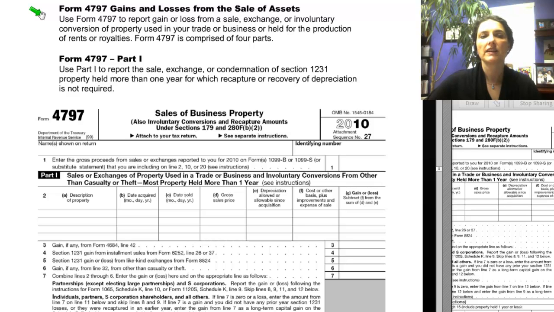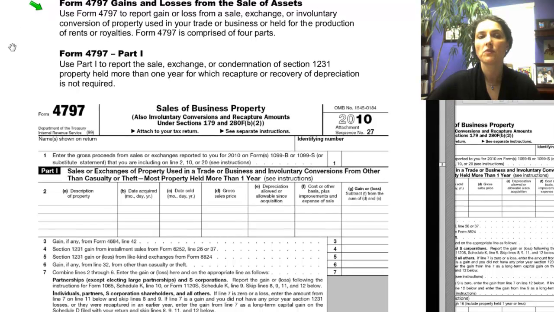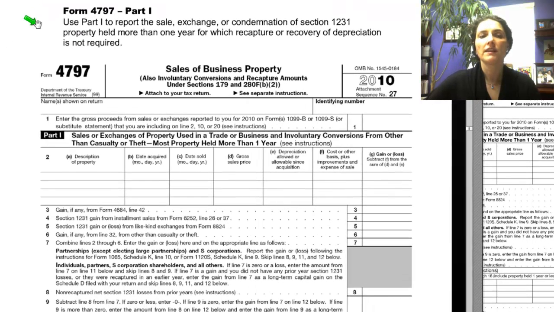Use Form 4797 to report the gain or loss from a sale, exchange, or involuntary conversion of property used in your trade or business or held for the production of rents or royalties. Form 4797 is comprised of 4 parts. Part 1 is used to report the sale or exchange or condemnation of Section 1231 property held more than 1 year, for which recapture or recovery of depreciation is not required.